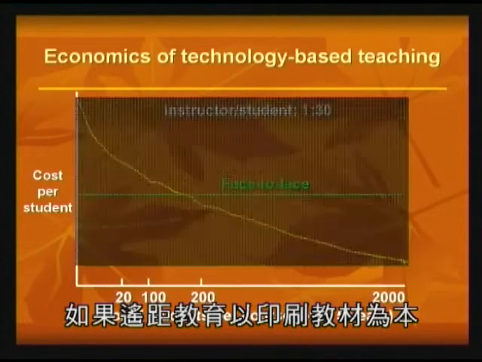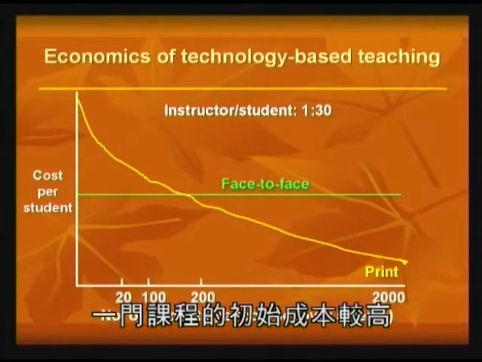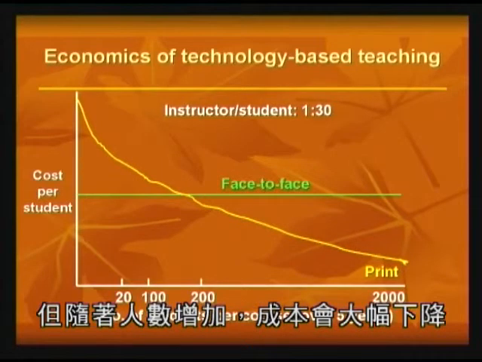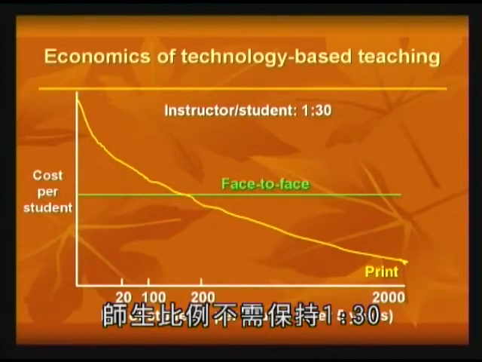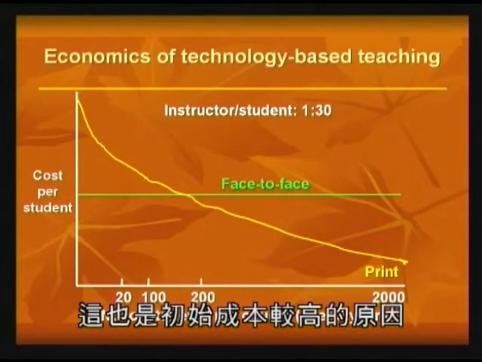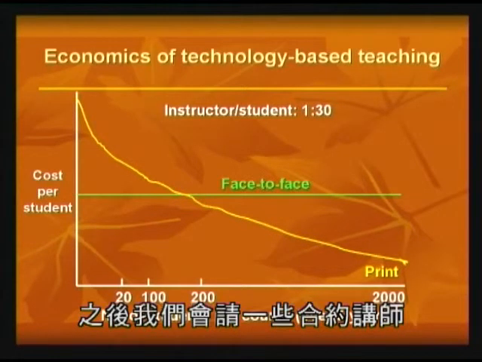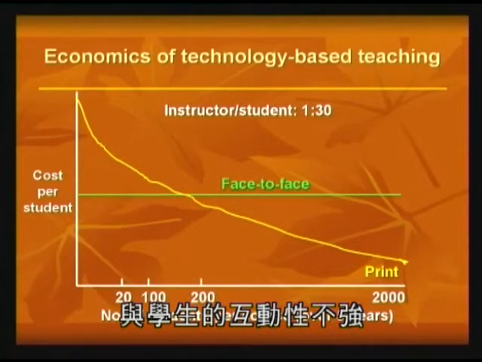And if we look at print-based distance education, and this is real data, I've got data to support this, you have a higher initial cost in creating the course, and a very much reduced cost as numbers increase, but that's because we don't keep to the 1 in 30 student-tutor ratio in print-based distance education. What we do in print-based distance education, we often have a research professor create the course, that's why it's a high cost at the front, and then we hire contract instructors, and they often have more than 1 to 30 because all they're doing is marking. They're not actually interacting very much with the students.